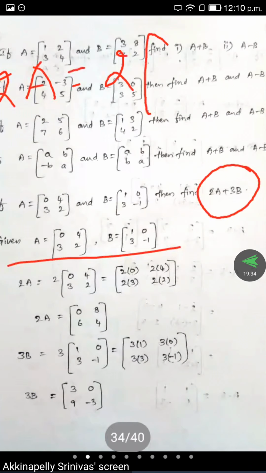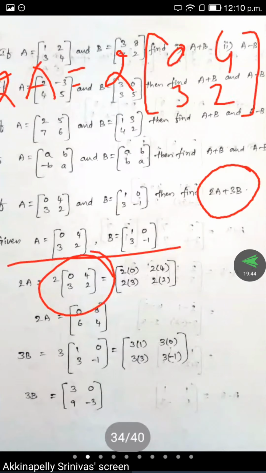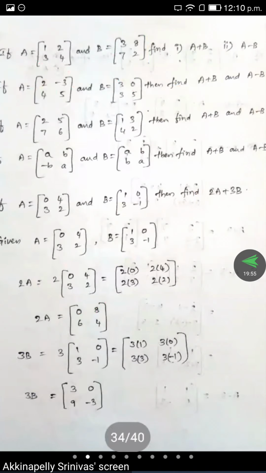That is 2 into matrix A. A matrix multiplied with a scalar is equal to what? The scalar is multiplied with each and every element of the matrix, all the elements.